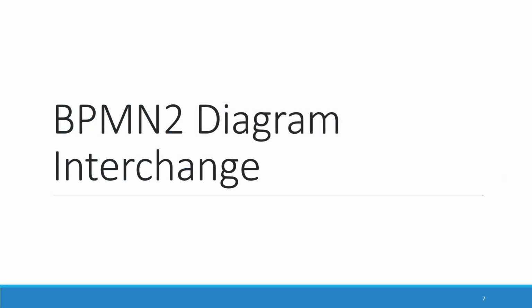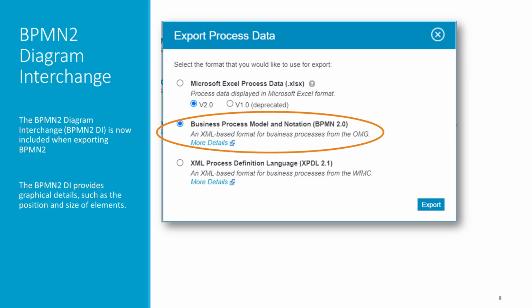Now, let's look at BPMN2 export. If you export process diagrams today for consumption by other tools, you will be pleased to hear that the BPMN2 diagram interchange is now included when exporting BPMN2. The diagram interchange, or DI for short, is part of the BPMN2 standard, and it provides graphical details such as the position and size of elements and of lines.